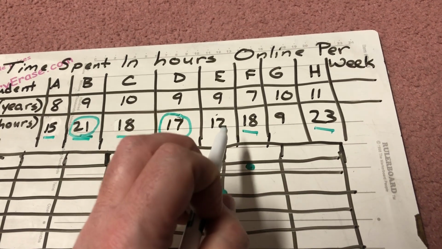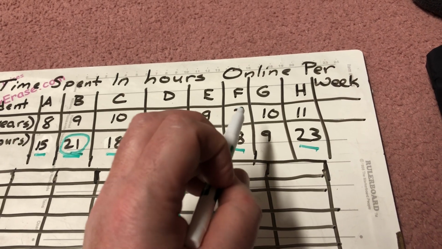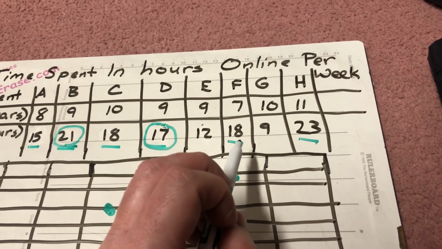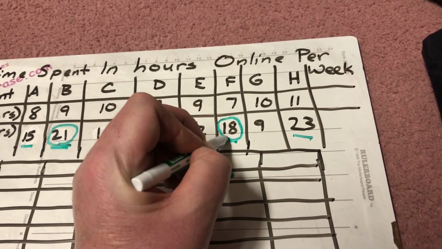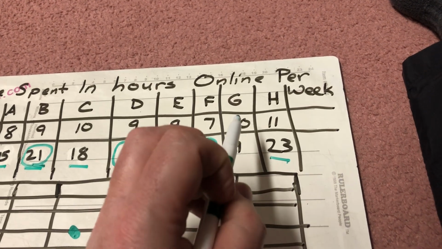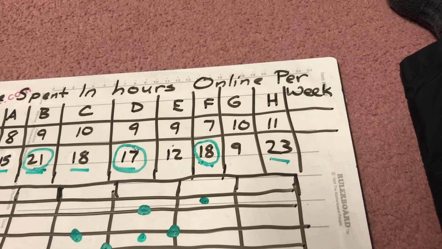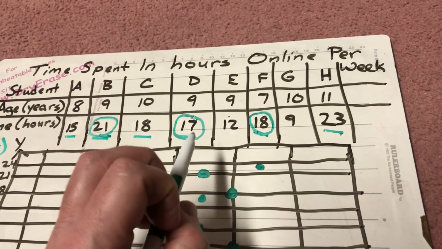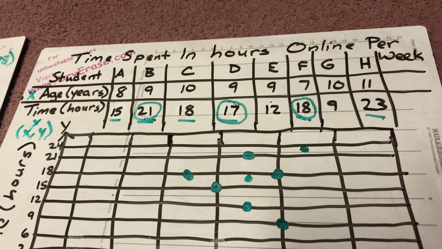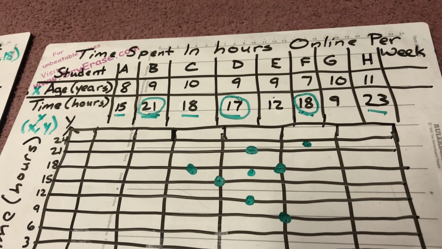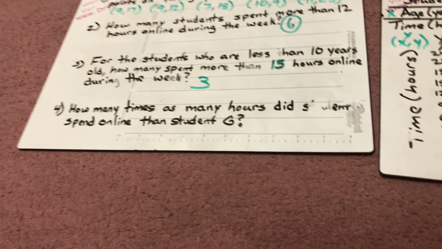Student E, less than 10, but spent less than 15. Student F, less than 10 years old, but also spent more than 15 hours. So that's going to be an indicator. Not less than 10, student G, not less than 10, student H. So it looks like we only circled 3 students that were less than 10 years old and spent more than 15 hours online during the week. So that is 3.